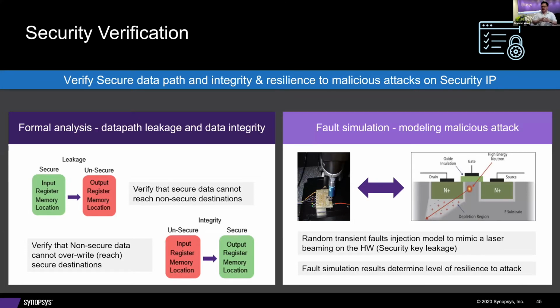The other aspect is that an attacker may attempt to derive secret keys used in encryption by injecting faults that can introduce temporary malfunction during device operation. So our device needs to be resilient to such fault attacks. As you see on the screen, we have a fault simulation engine, right? For such malicious faults, we can handle the attack by modeling it using the fault simulator as part of your design and verification process.